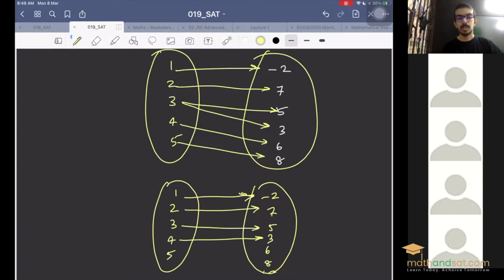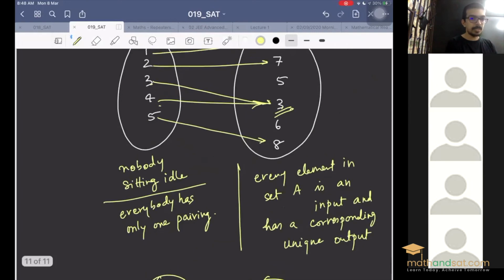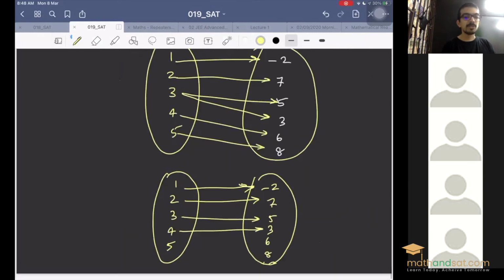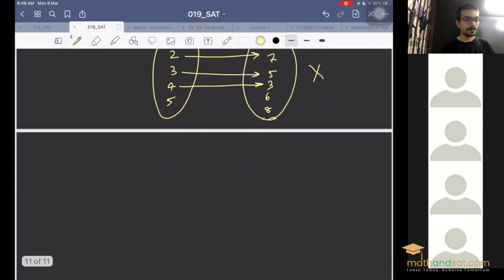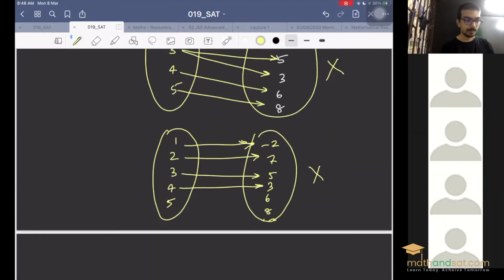Are you with me? No, it's not a function. Why? Because I told you, nobody is sitting idle. Here, 5 has no pair. That's not possible. That should not happen. So this is not a function. Got it?